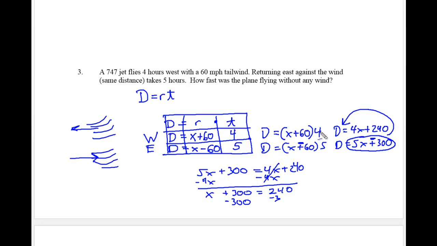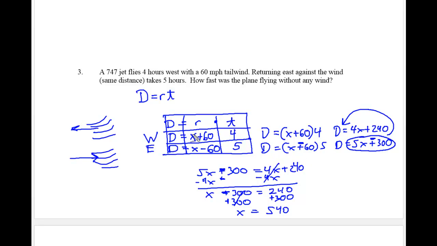This is (x plus 60) times 4. This is (x minus 60) times 5. So when I do my distribution, this becomes 5x minus 300. So this being a minus in the first place, this then gets added. So 300. So my x is now equal to 540. So again, as a rewind here, I accidentally had this a positive instead of a negative. So this is 5x minus 300, 4x plus 240. Then what we have is subtracting the 4x from both sides, adding the 300 to both sides.